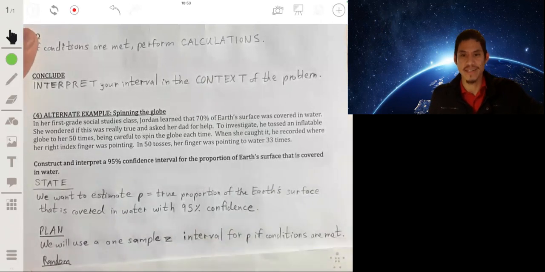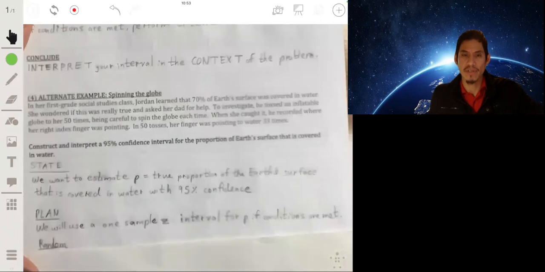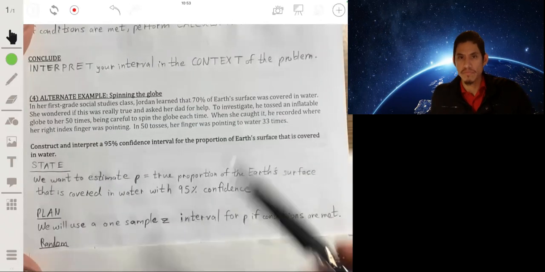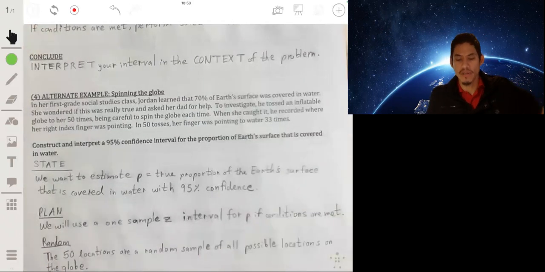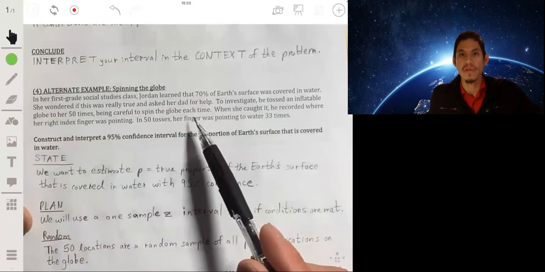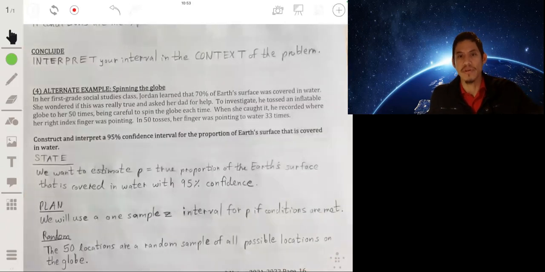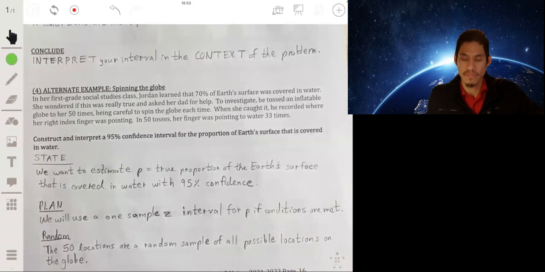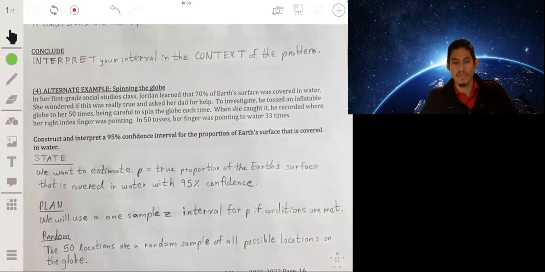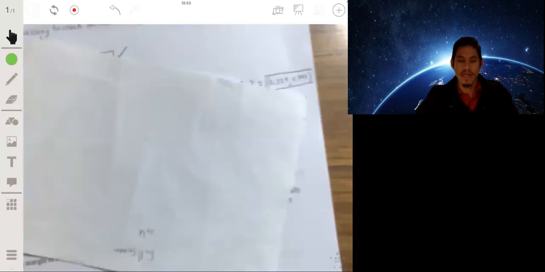So now let's check the conditions. First let's check the random condition. Since he spun the globe to her 50 times, we can say that the 50 locations of the sample were done at random. So that condition is met.